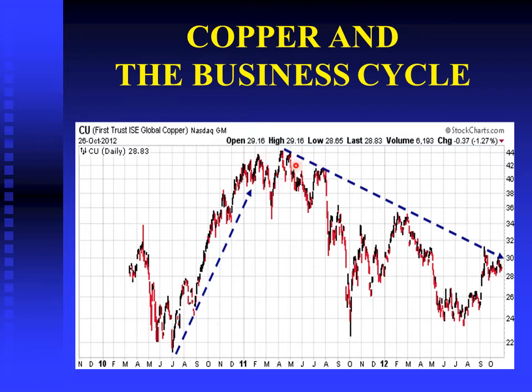Then the economy, when looking at orders for durable goods, the growth peaked and then declined, and look what happened to copper. So even copper, which is an international commodity, weakened beginning in 2011.